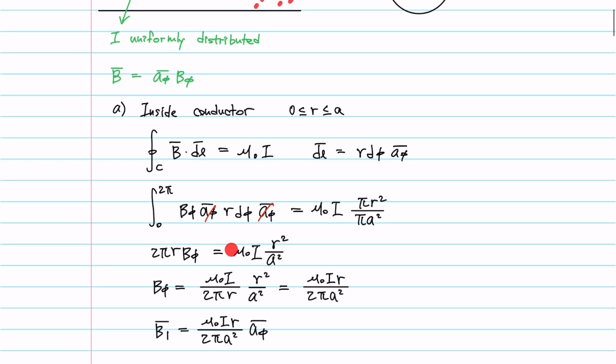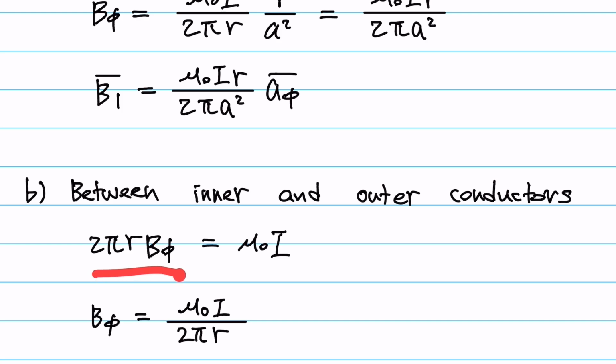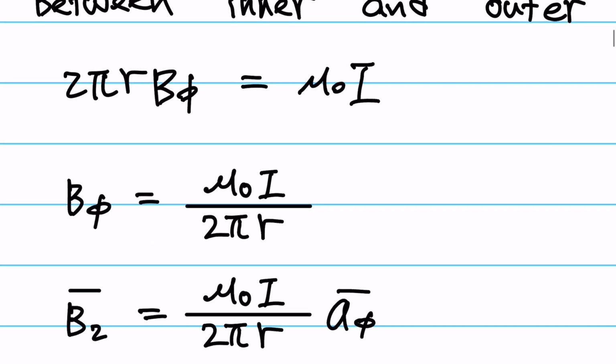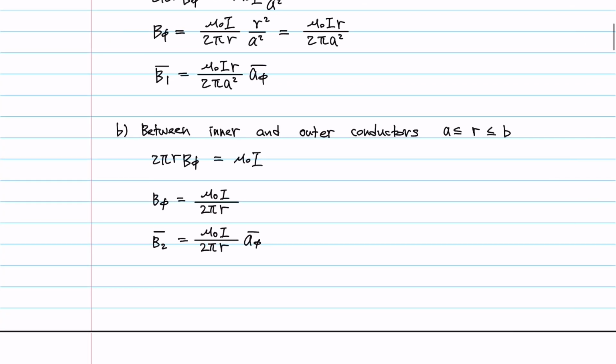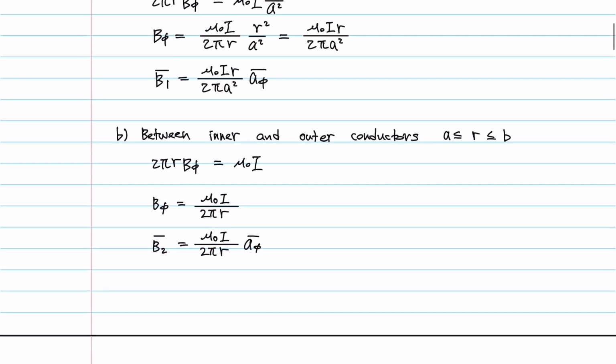And therefore, 2 pi r B phi is mu naught times I, and so the B phi is mu naught I over 2 pi r, and the vector version of the B phi is this times the a phi unit vector. So that's the B field outside the central conductor.